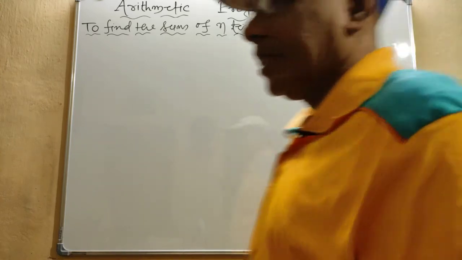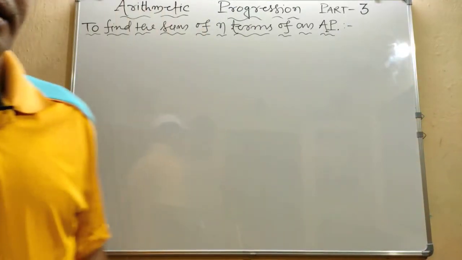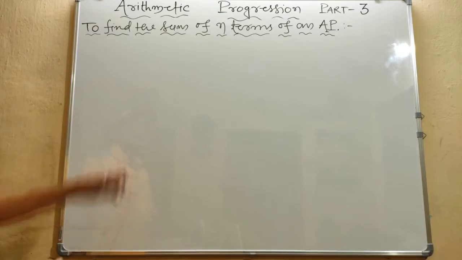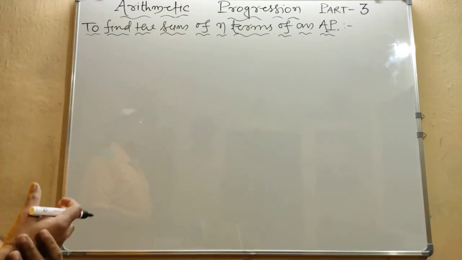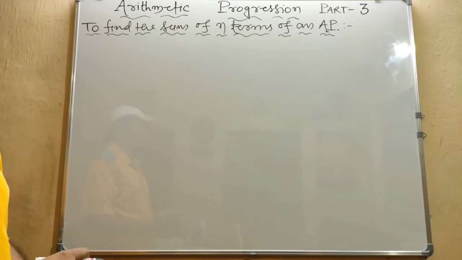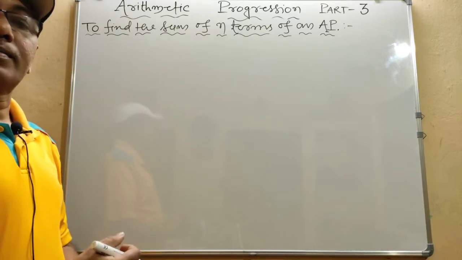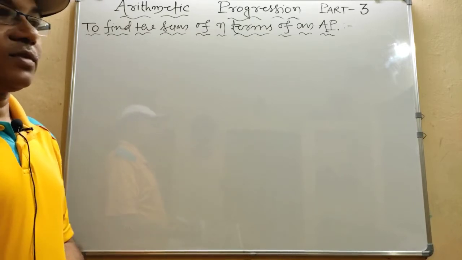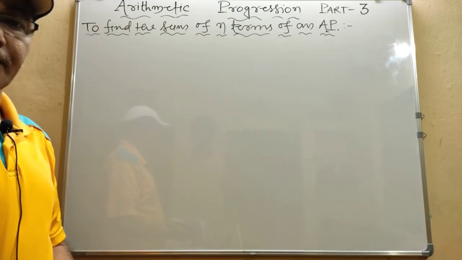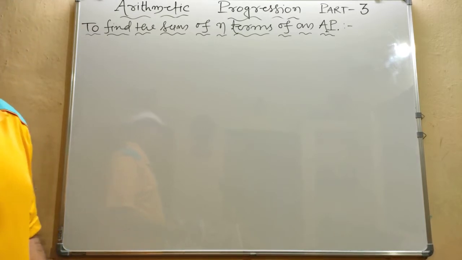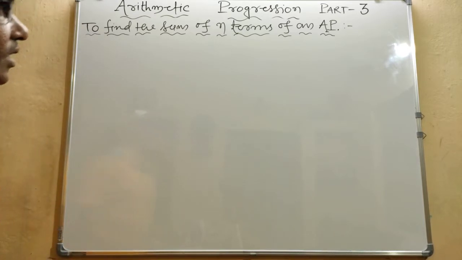Welcome to Arithmetic Progression Part 3, for Class 10 as well as 11 Mathematics. In this part, we are going to find the sum of n terms of an arithmetic progression. In the previous part, we discussed arithmetic progression and its nth term. And in the second part, we solved some problems also. Now, in this part, we are going to find the sum of an arithmetic progression.